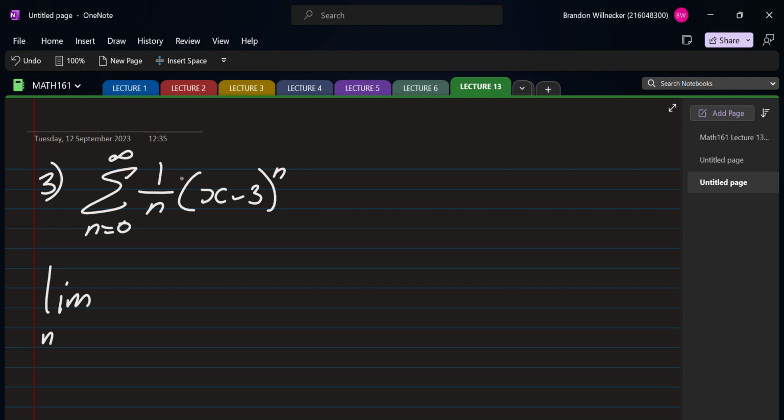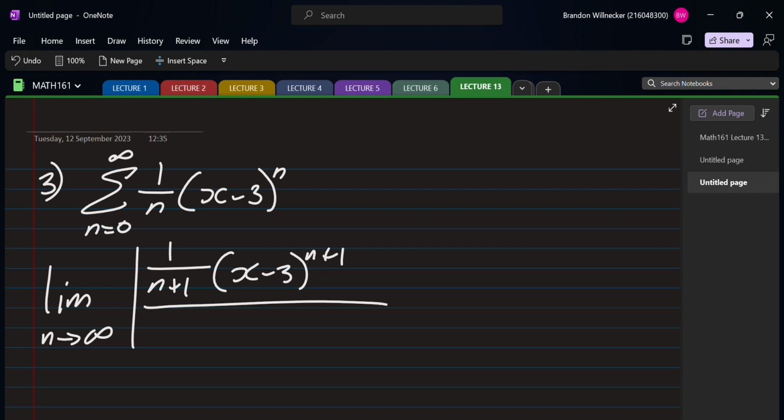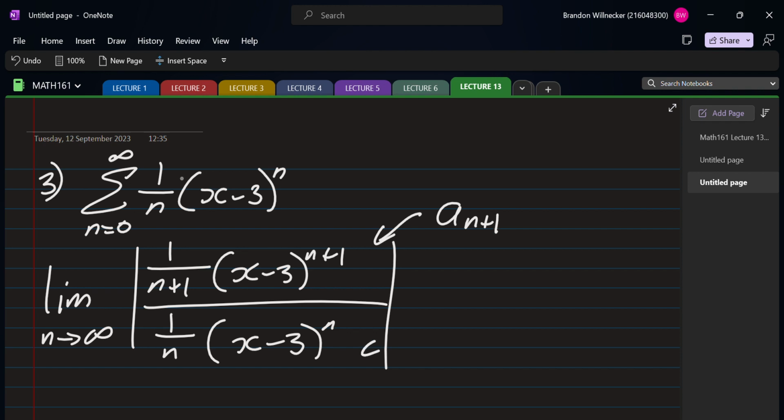So we find the limit, n goes to infinity. We want the next term divided by the current one. So it will be 1 over n plus 1, x minus 3 to the n plus 1. Okay, so everything with the n, you put n plus 1, then divided by just the n, so x minus 3 to the n. Okay, so the top part, that's your a n plus 1, the bottom part, that's just your a n. Okay, so that's like the ratio test from before.